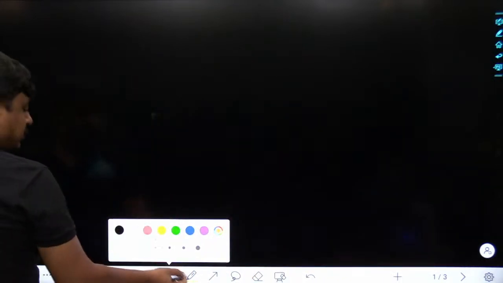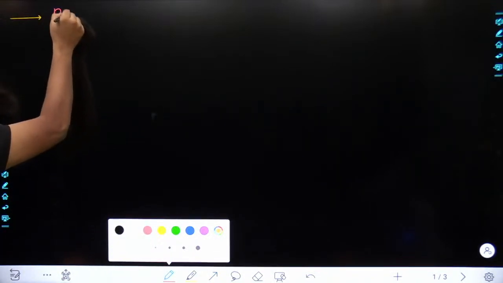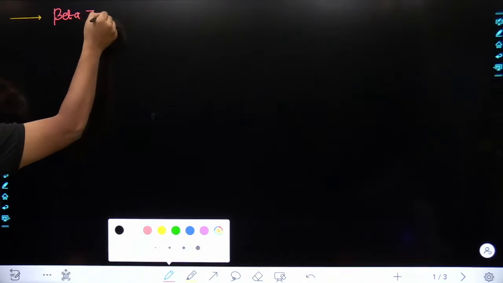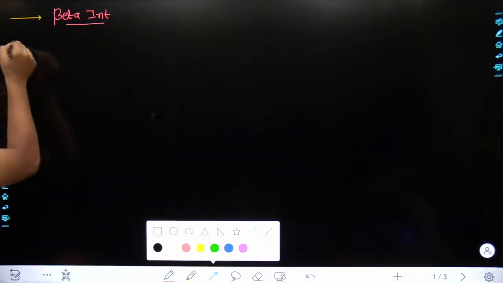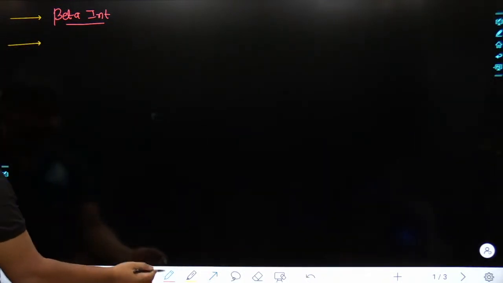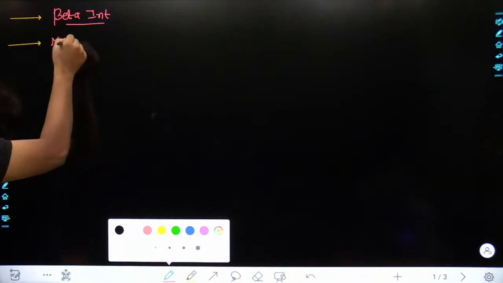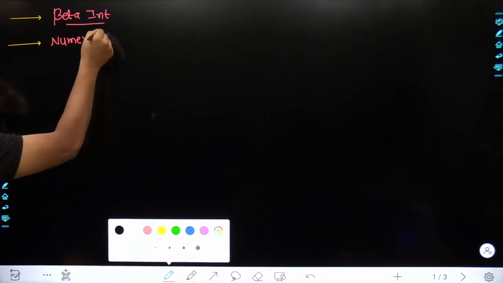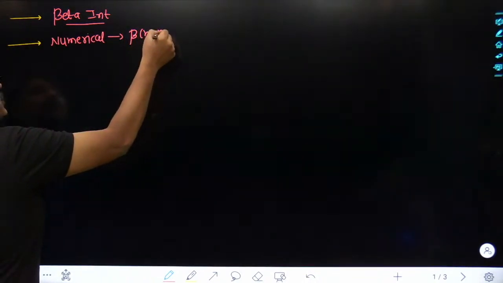We are going to discuss another kind of integration, and that is the beta integration. Once we are done with the beta integration, we would take a few consolidated problems, a few of them coming from gamma and a few from beta integration. So I would be taking a few numericals from beta as well as gamma integration.